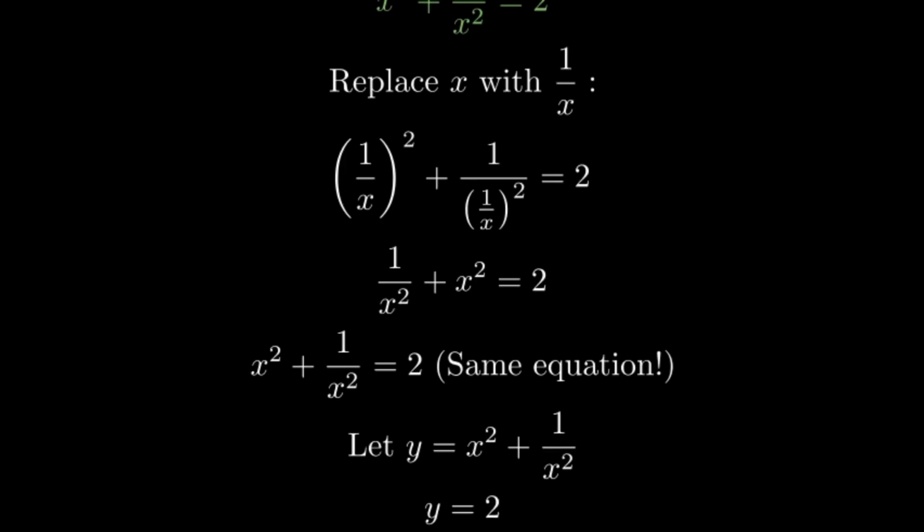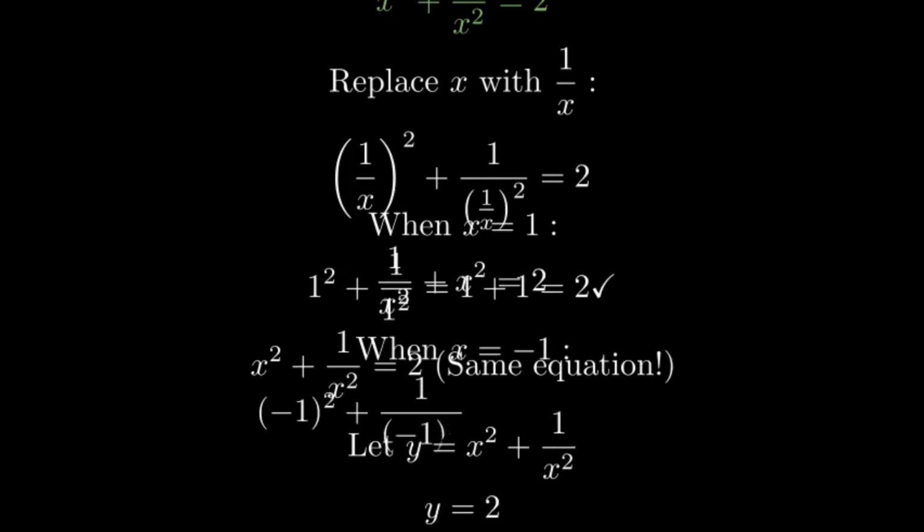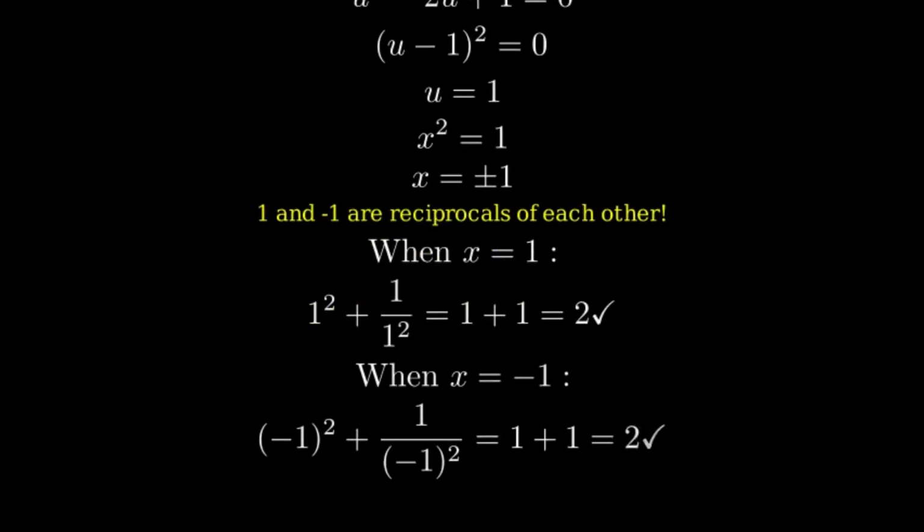Let's verify these solutions. When we plug in x equals 1 or negative 1 into our original equation, x squared plus 1 over x squared equals 2, we get 1 plus 1 equals 2, which is true.